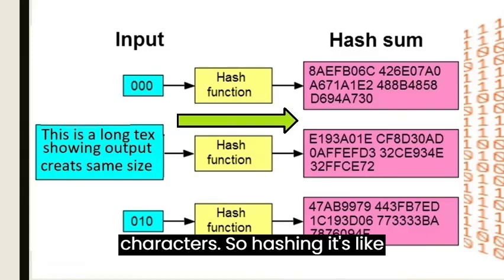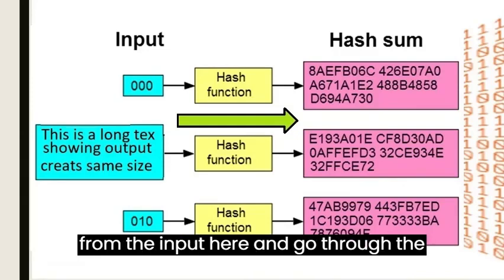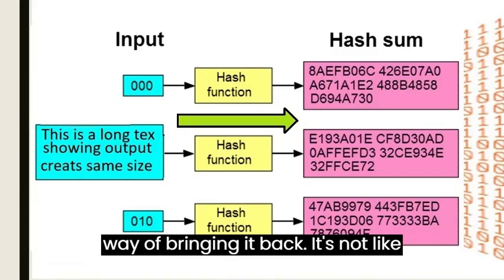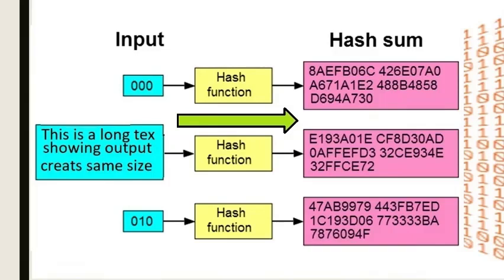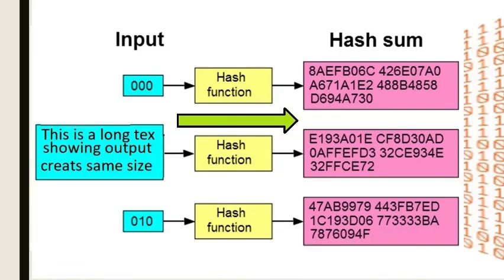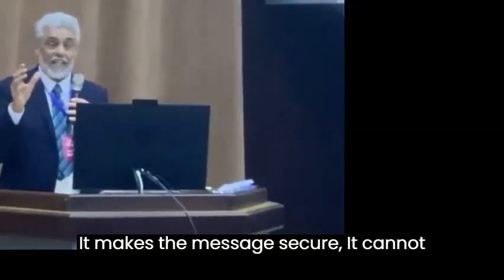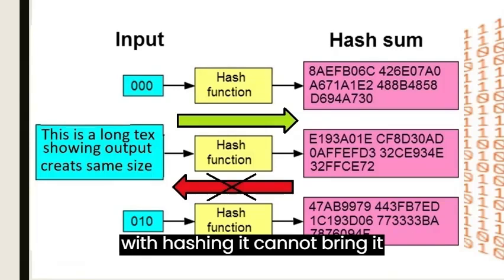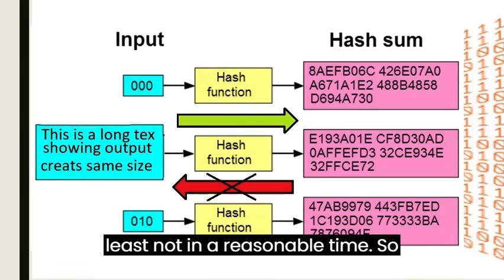So hashing is like encryption, but it has an advantage. If the input goes through the hash and generates an output, there is no way of bringing it back. It's not like encryption. An encryption system is a two-way function. If I give you a message, you can encrypt it. Encryption, or ciphering, makes the message secure. It cannot be read. But you can bring it back if it was encrypted. With hashing, it cannot be brought back. Nobody can bring it back, or at least not in a reasonable time.